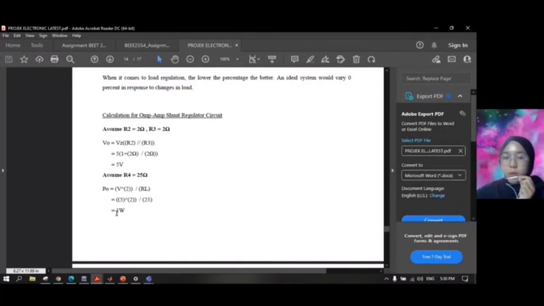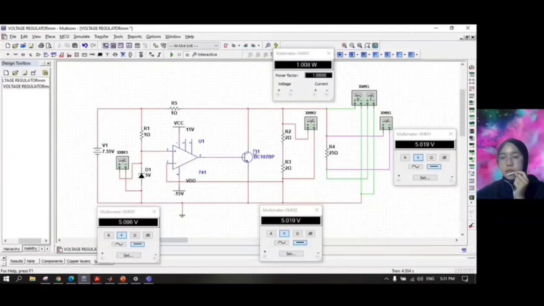For the power output, we assume that R4, which is RL, is 25 ohm. So the formula is voltage squared divided by RL, which is R4, and then we can get 1 watt. Okay, now this is the basic operation of the shunt voltage regulator circuit that we are using.